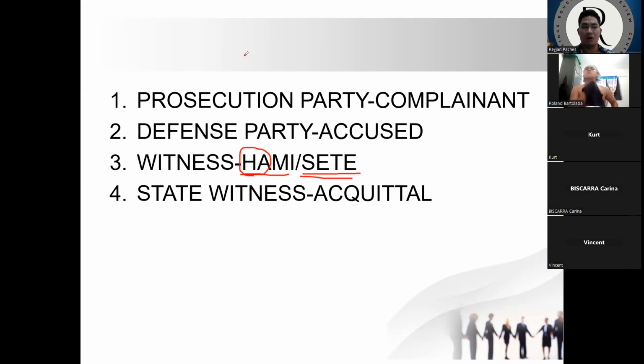So hindi ka na makukulong, hindi ka na rin magbabayad. So tandaan niyo, again, papasok lang ang state witness class kapag wala talagang ebidensya na magpapatunay or magko-convict sa mga kasamahan mo or sa mga tao na yon.